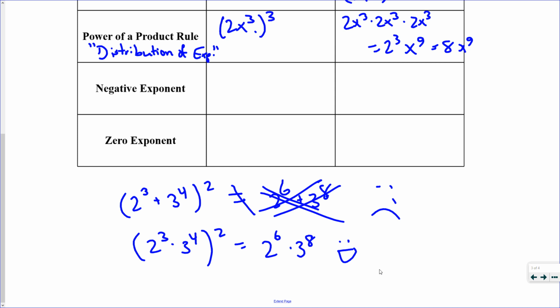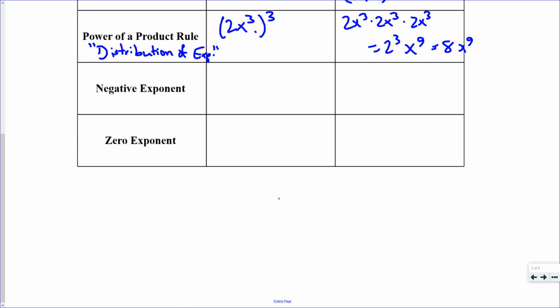Okay, we have two rules left to cover. Negative exponents and zero exponents. All right. So what is an exponent? I ask that question again. An exponent is a shortcut for repeated multiplication, right? So knowing that you have, say, 3 to the fifth, we know that that's 5 threes all multiplied together. 3 times 3 times 3 times 3 times 3. That's 5 factors of 3.